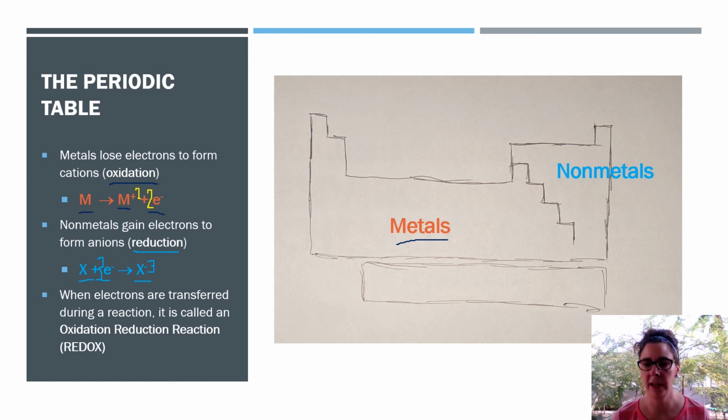Again, when electrons are transferred in a reaction, we call this oxidation reduction, or redox. In the reaction itself, we have electrons transferred from one element to another, and that's what's characteristic of what we call redox.